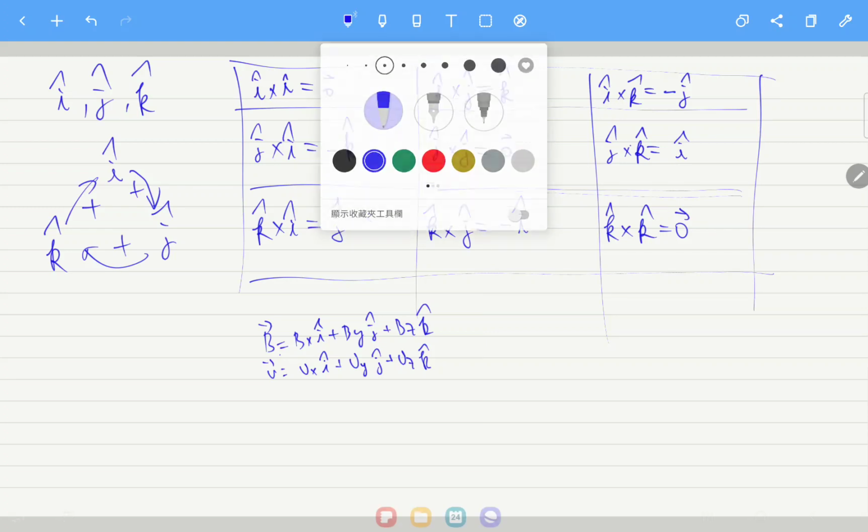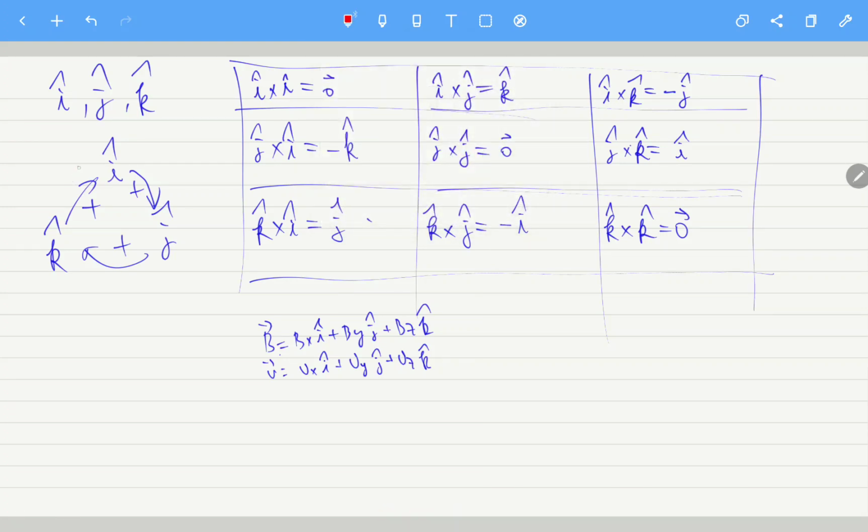If it is in the opposite, reverse direction, counterclockwise, it should be a negative sign, which means that if we have i cross k, it will be negative j. Then k cross j will be negative i, and j cross i will be negative k. These are the three cases.